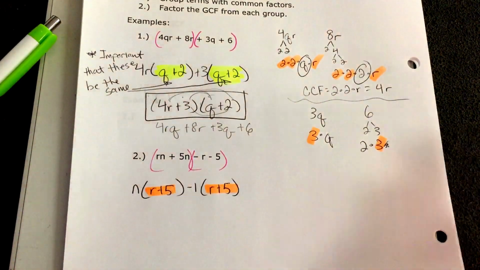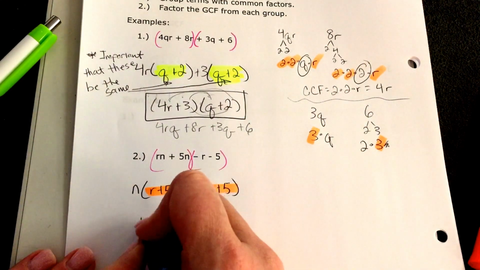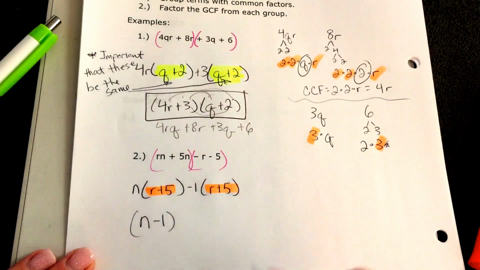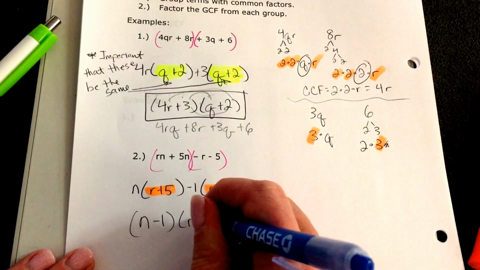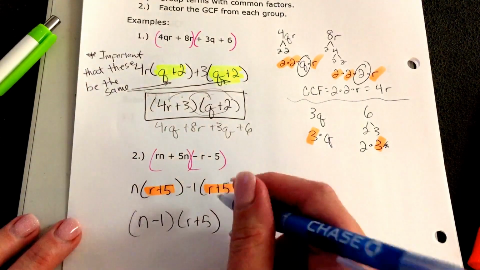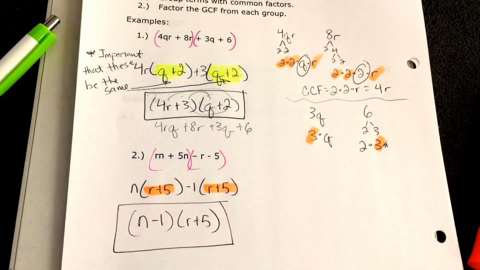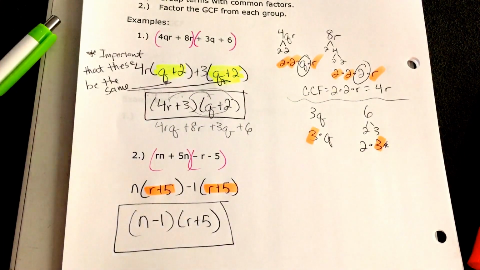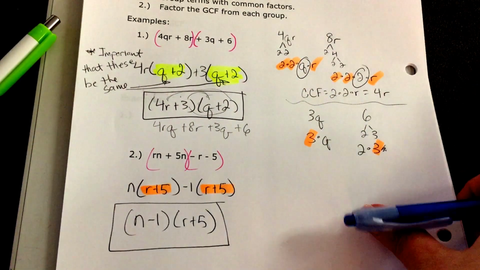We're good. So now we just write our binomial times our binomial: N minus 1 and R plus 5. And that's factoring by grouping. Okay. Now we have one more. Let's do one more.